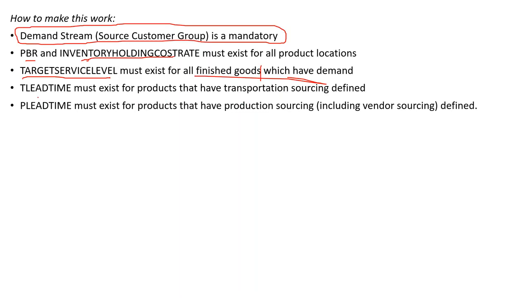Transportation lead time must exist for products that have transportation source defined. I think this is not mandatory because I don't have any transportation lead time, and also I don't have a production lead time. I think this is not mandatory, but these are the mandatory ones. So you have to have all the stuff.